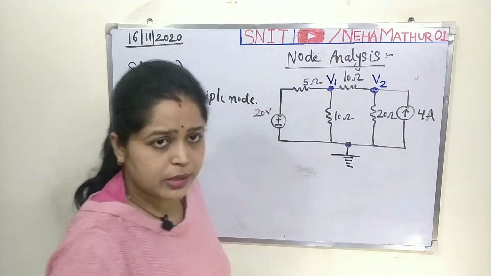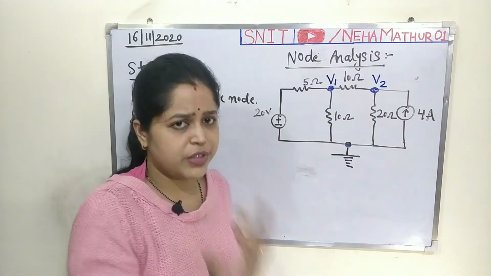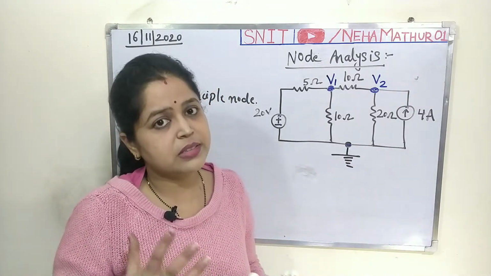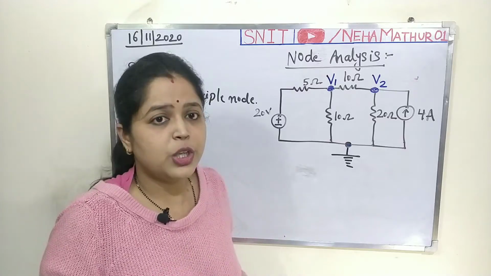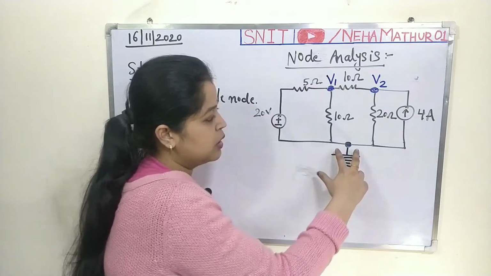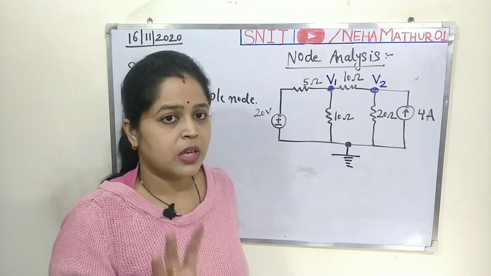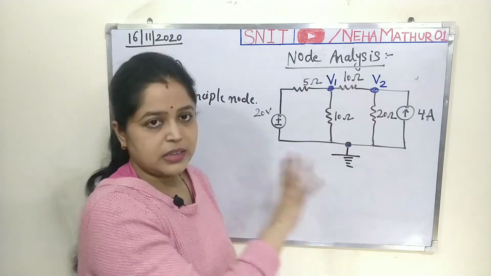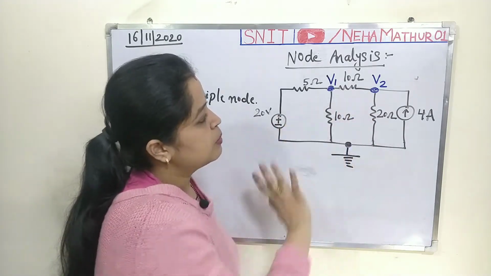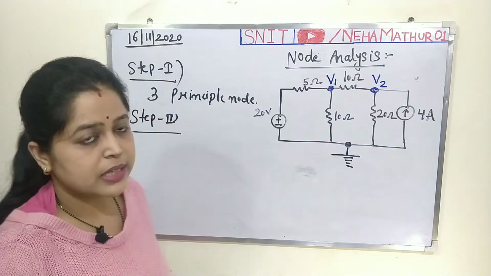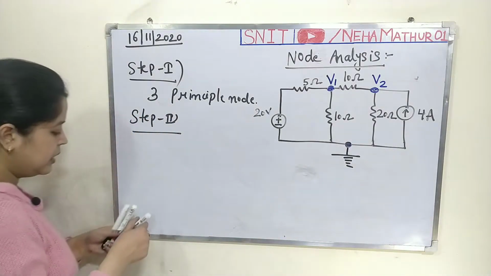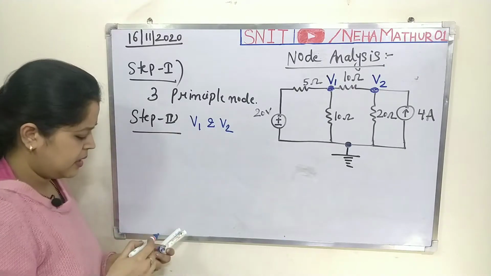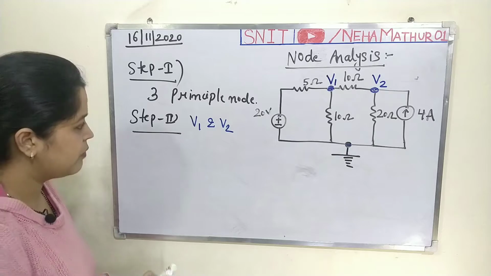Since this is a ground terminal, no need to mention V3, because the voltage across the ground terminal is always taken as 0. So, no need to mention any labeling across the reference node. Except this reference node, I have 2 principal nodes, and in the second step I labeled both the principal nodes. This is about the second step. I am just mentioning V1 and V2 as I label both the nodes. Now come to the third step.